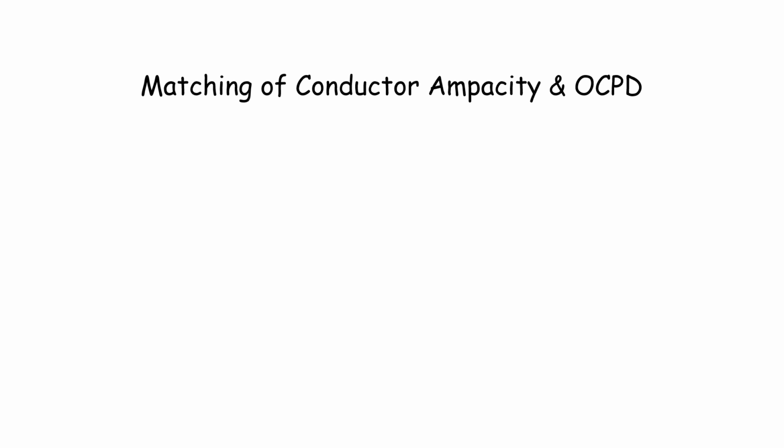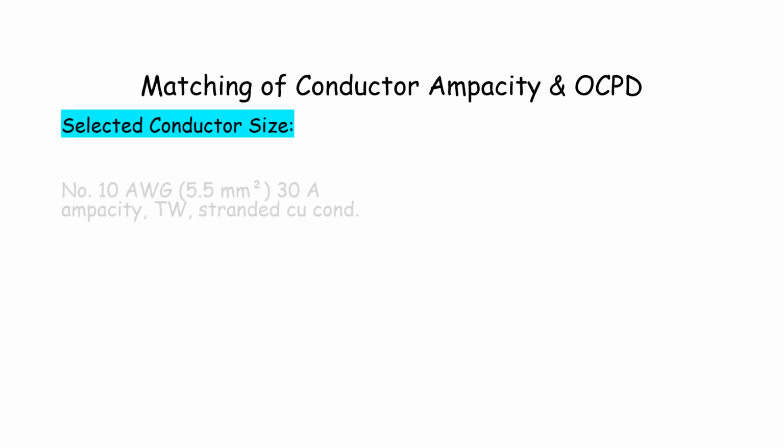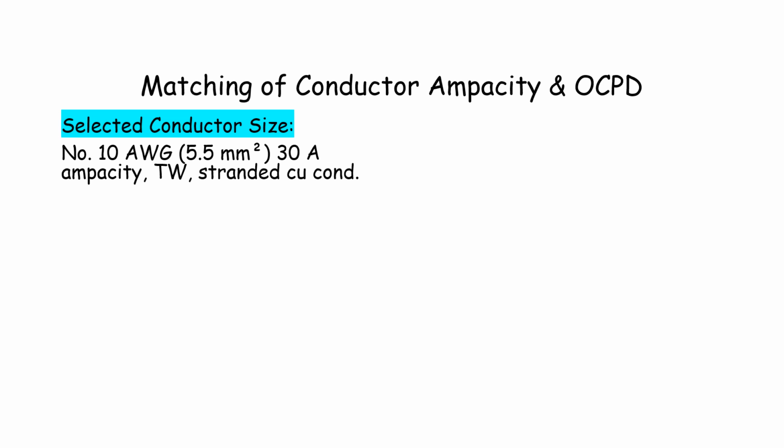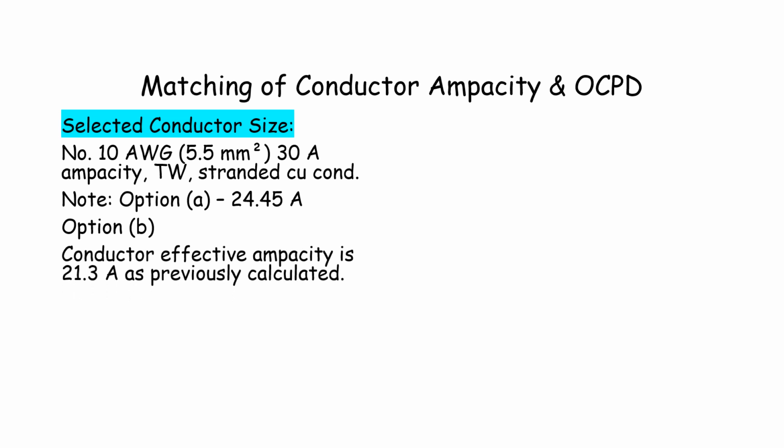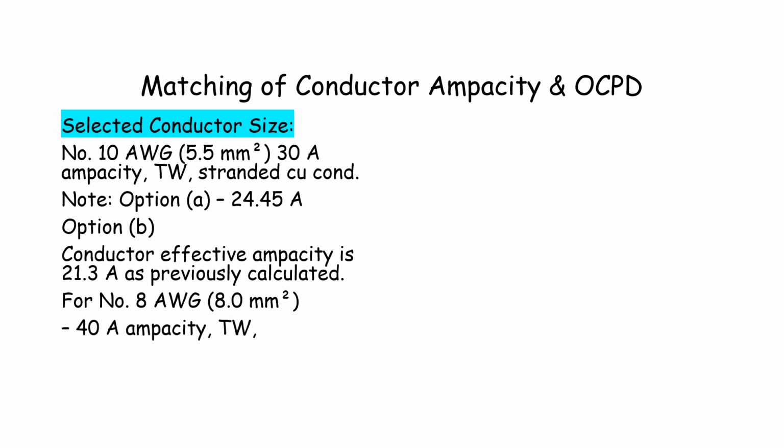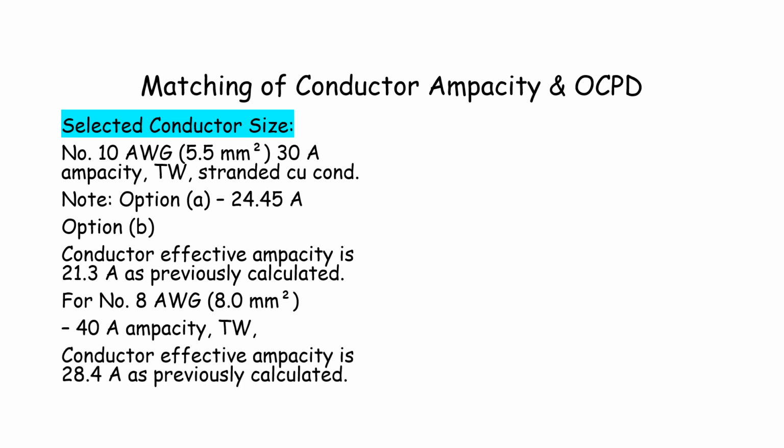Now let's check the matching of conductor ampacity and overcurrent protection device. We have the selected conductor size, which is number 10 American wire gauge or 5.5 mm squared, 30 ampere ampacity, TW stranded copper conductor. Note that this is in option A. We have a 24.45 ampere. For option B, conductor effective ampacity is 21.3 as previously calculated. For number 8 American wire gauge or 8 mm squared with a 40 ampere ampacity, TW, effective conductor ampacity is 28.4 as previously calculated.